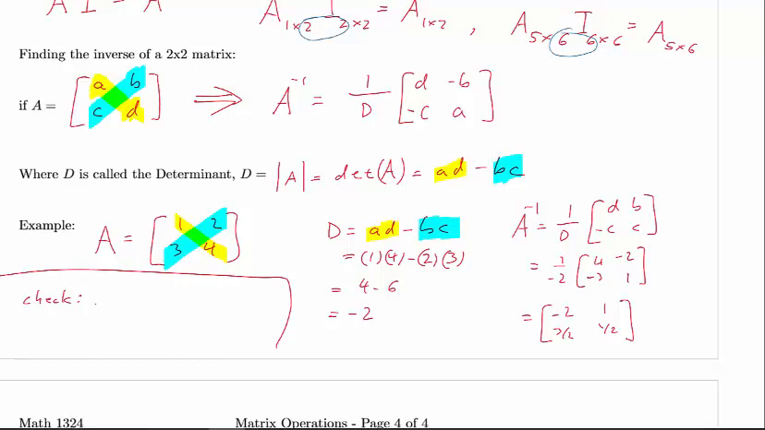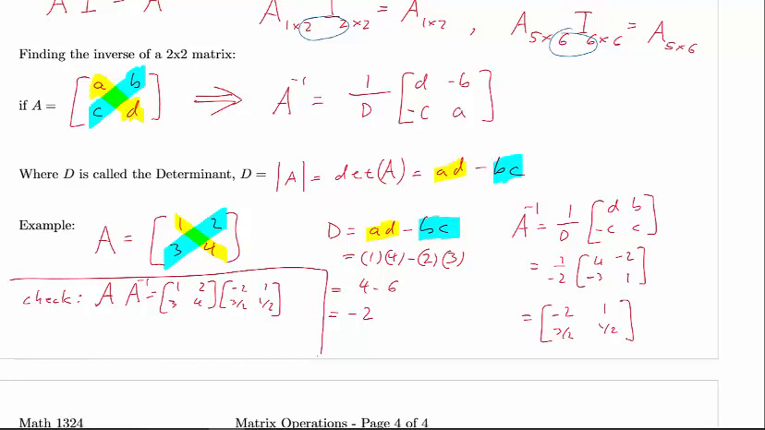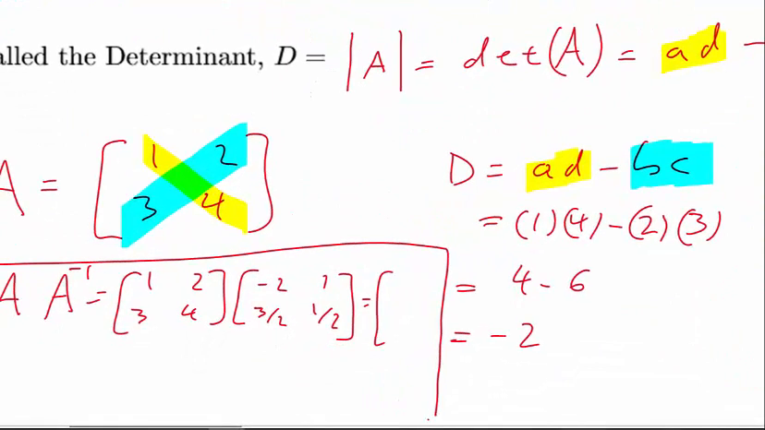And so the check is simply A times the inverse. That is 1, 2, 3, 4, and then the inverse: negative 2, positive 1, 3/2, and 1/2. Now, if this all works, we get the identity matrix as the result. Let me give myself a little more space here because I want to check it both ways. Let's do a quick zoom in. There we go.